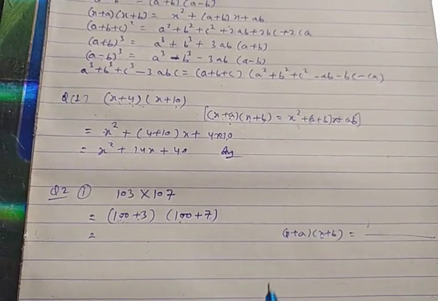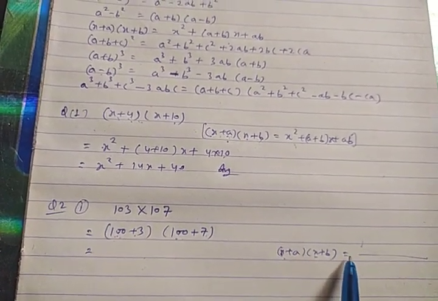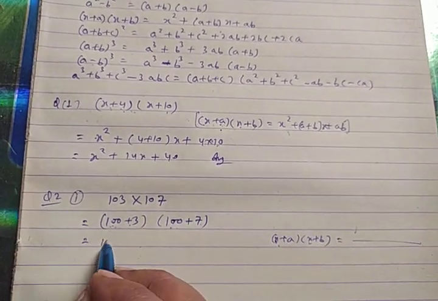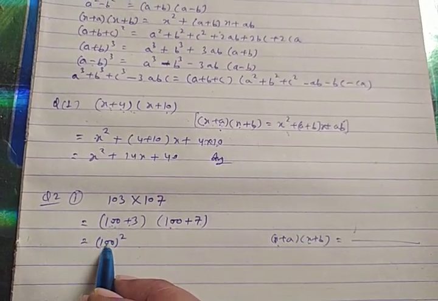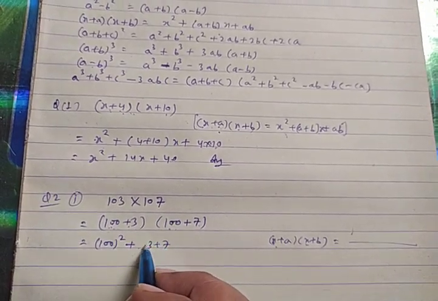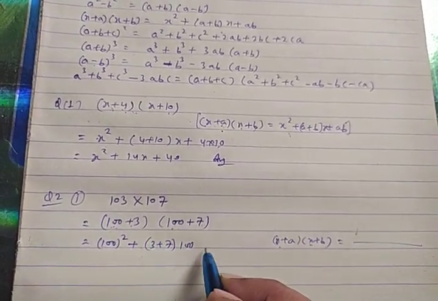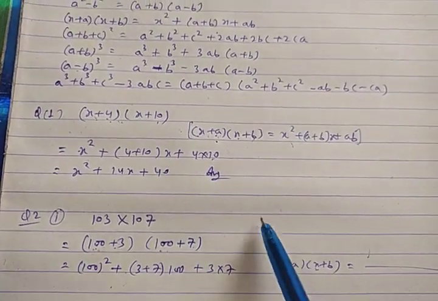Now, simply application of the formula. This is x square, the first term, so 100 squared, whatever x was, that was 100. Its square, plus (a plus b) into x, means 100 plus 3 into 7. This is the application of the formula I have made.